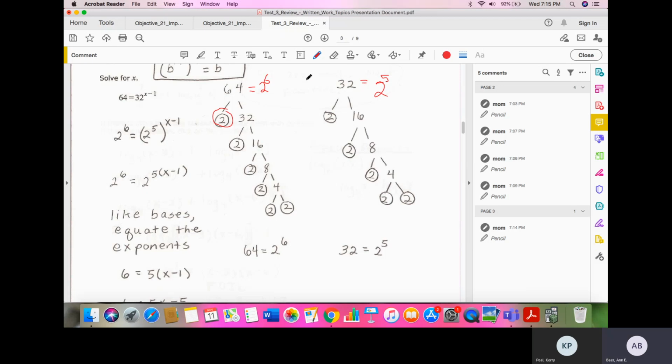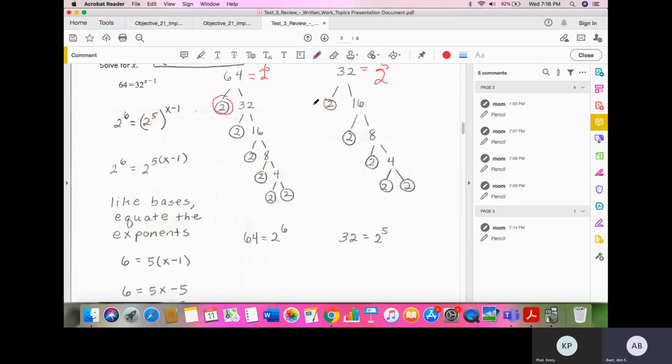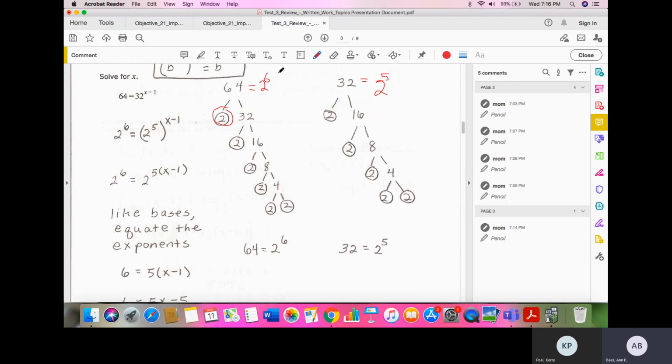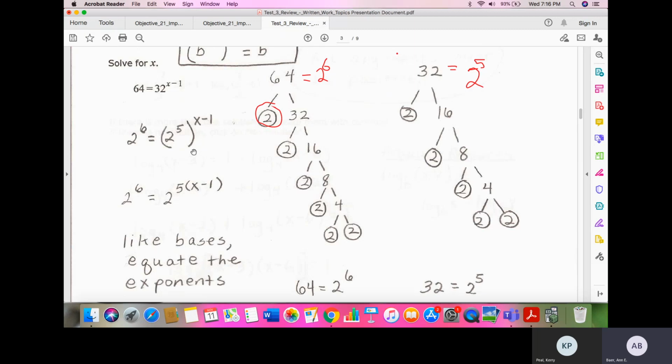And feel free to ask questions at any time. I'm going to leave the slide out in case I want to mark up something. So we take out this 64 here, and we replace it by 2 to the 6th on the left side. And then this 32, we replace by 2 to the 5th and put it in parentheses. And then we are going to need to raise that to this exponent, x minus 1.